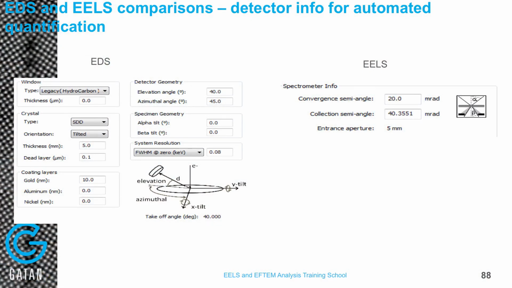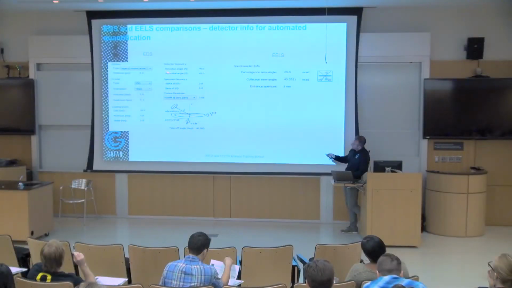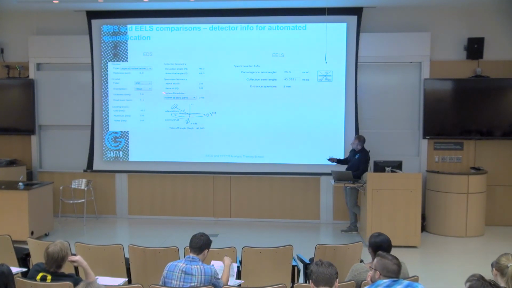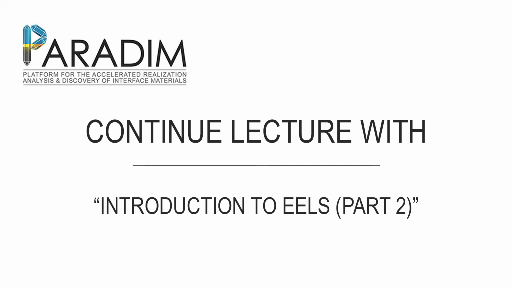So this is what you have to do in order to set up your EDS quantification. You need quite a lot of information, solid angle, etc. Also information about the detector itself. In EELS, the only thing that you need to know is the collection angle and the accelerating voltage. So it's a lot more straightforward, I think.